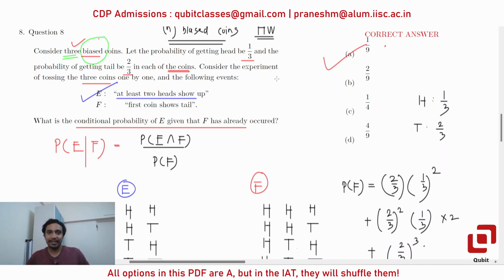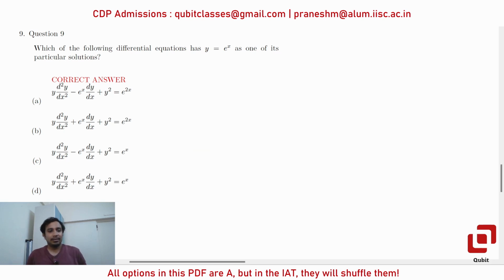Alright, question number 8. Question 9 on differential equations, pretty simple one. Which of the following differential equations has y equal to e raised to x as one of its particular solutions? Particular solutions means solutions having no arbitrary constants. Okay, and we've got 4 options.